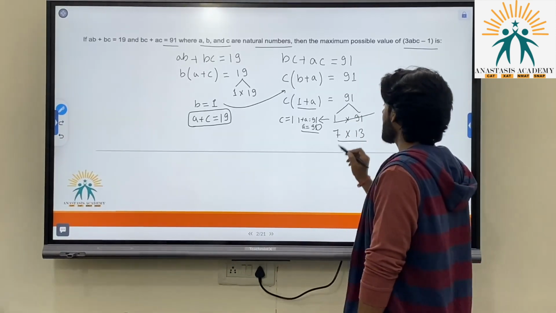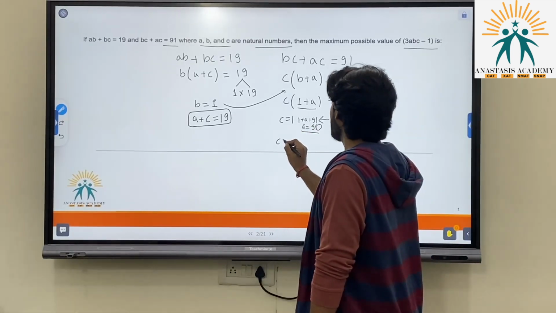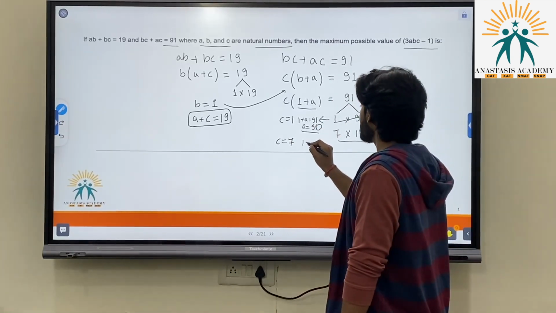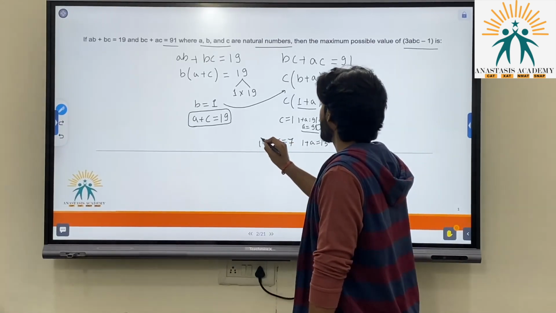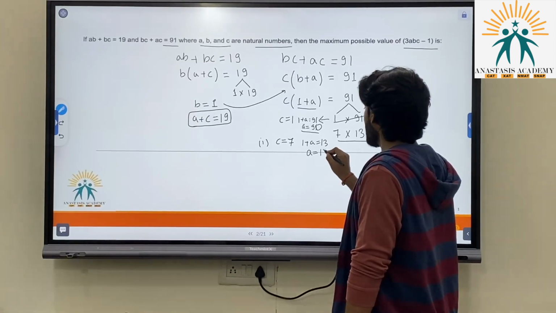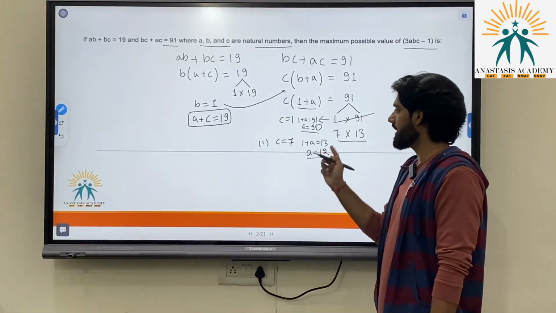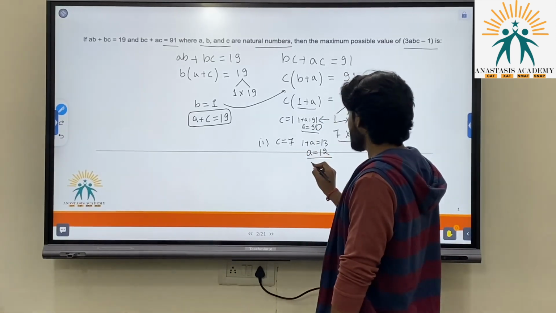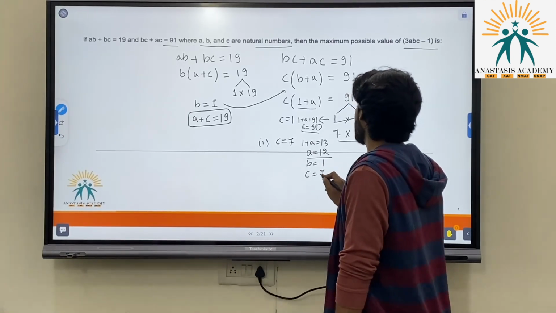From the second case, I have to make cases. First, let's consider when C is 7. If C is 7, 1 plus A is 13. This is the first case. 1 plus A is 13, I get A as 12. Is it satisfying this condition? Yes, 7 and 12 becomes 19. So from this case, I can write A as 12, B is already 1 and C is 7.